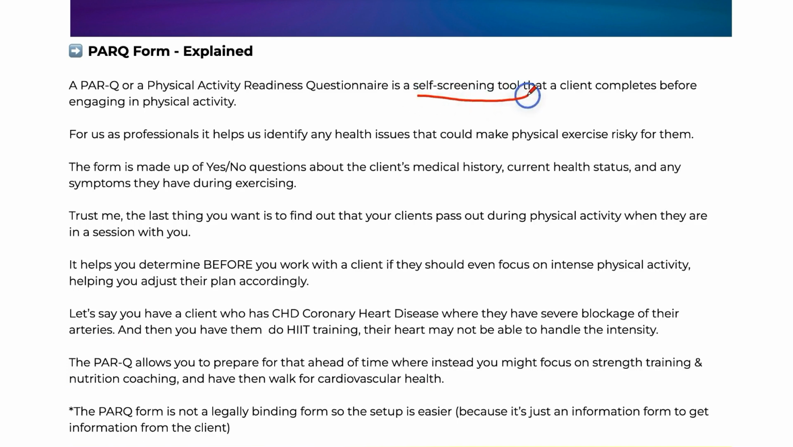Now, the other thing that's very important to understand is that the PARQ form is exactly what it sounds like. It's a self-screening tool. It is not a legally binding agreement, kind of like how the previous ones were. When we talk about the new client agreement and the liability waiver, those are more legally binding agreements. The PARQ form is much easier to set up because it's more of an information-getting form. So inside of the business platform, we're going to be using a different feature, which is the surveys and forms feature, so it's not going to be a legally binding agreement, and it's a little bit easier to set up as well.